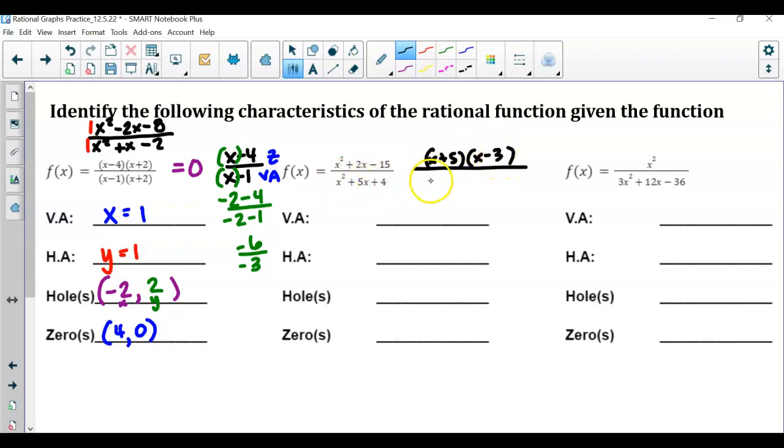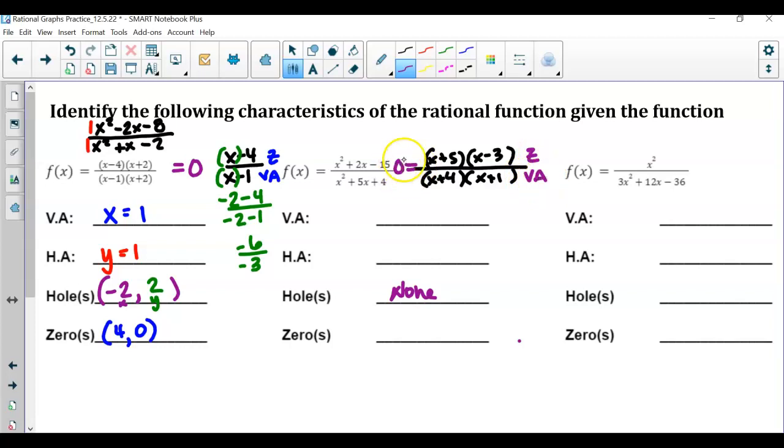Then here in the denominator, factors that multiply to get 4 but add to get 5: 4 and 1. So do we have any common factors that we can cancel out? No. So what does that mean? That there is no hole. There is none. That means there are 2 zeros from our numerator and 2 vertical asymptotes.